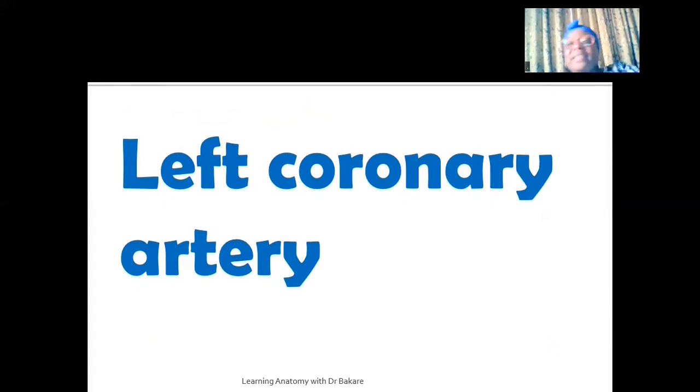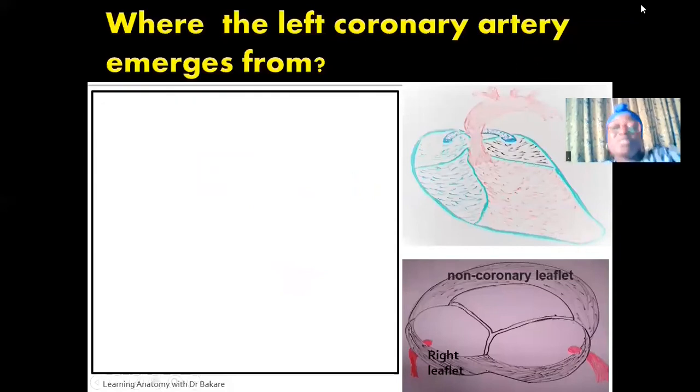We've talked about the right coronary artery, the branches that emerge from it in the anterior surface and the posterior surface, and the different regions of the heart that they supply. So let's go to the left coronary artery. The left coronary artery is also an emergence of the ascending aorta, just as what we have in the right coronary artery. So where specifically does the left coronary artery emerge from?